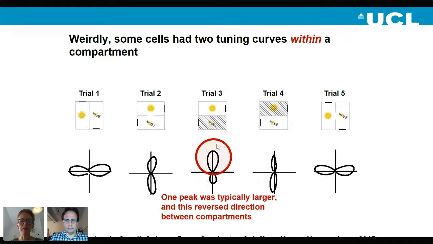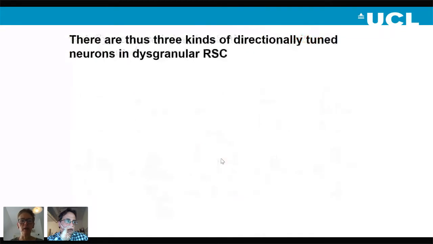And it was a very reliable finding that in the other compartment, when the rat stepped through to the other side, the large tuning curve would reverse direction. So there's still information about which compartment is which, but also there's an ambiguity about the firing of this cell. So we call these cells within-compartment bidirectional cells because they have this bidirectionality within a compartment, whereas the other cells only show it if you compare between compartments.